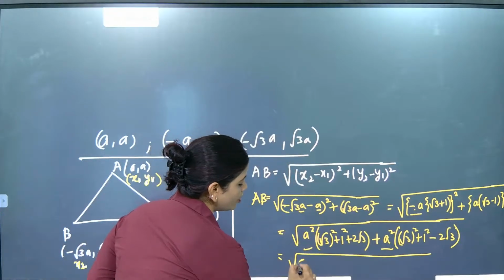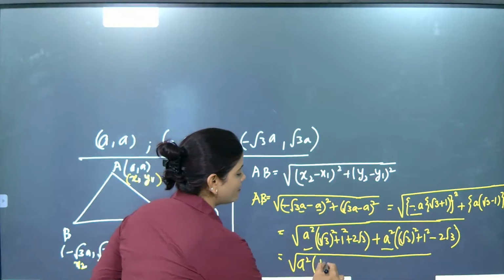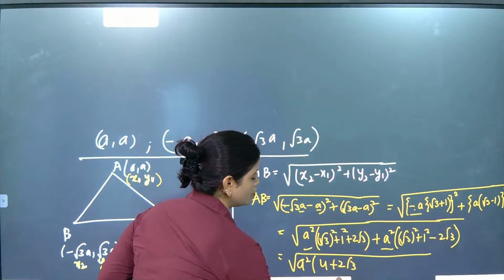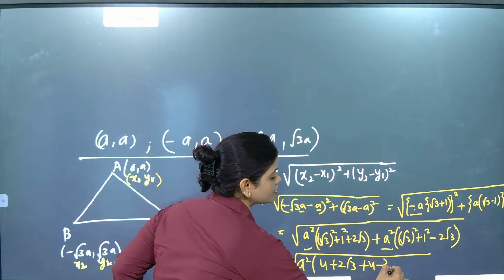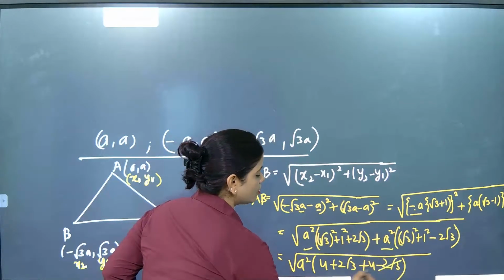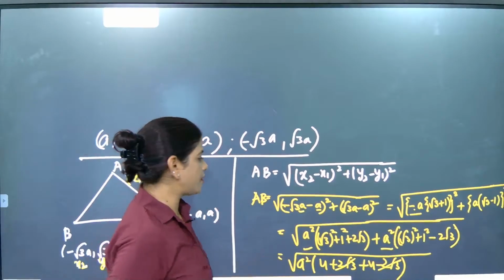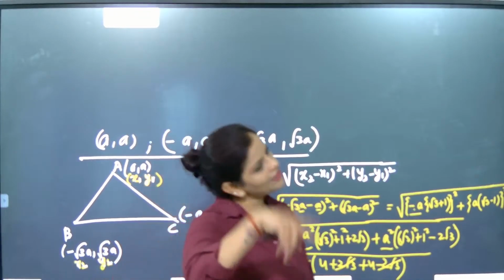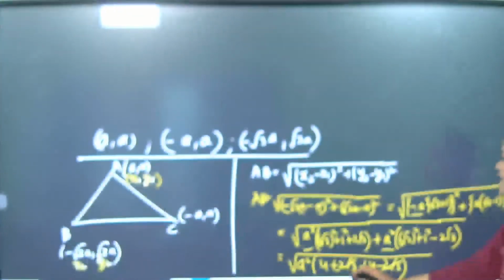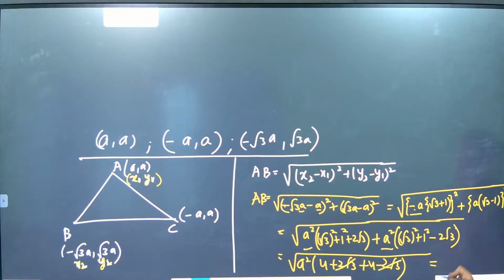So here, what are you going to write? Now this part will become 4 plus 2 root 3, and here 4 minus 2 root 3. Come on, you can do it. Yes, sir. A square, so A will come out now. So now here it is exactly 4 plus 4, 8. So here it is coming A square, 8A square.